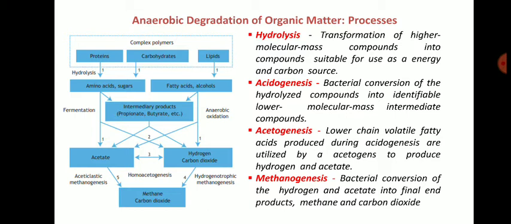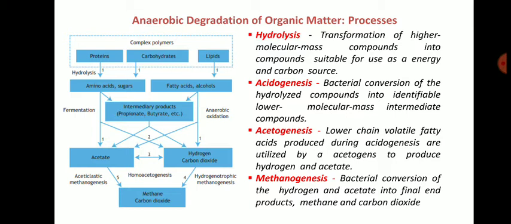Further, these simpler compounds are converted into amino acids, sugars, fatty acids, or intermediate products such as propionate and butyrate in the acidogenesis process. So acidogenesis is the process where there is bacterial conversion of the hydrolyzed compounds into identifiable lower molecular mass intermediate compounds. Further, these amino acids, sugars, fatty acids, as well as propionate and butyrate, are all converted into acetate, hydrogen and carbon dioxide in the acetogenesis process.